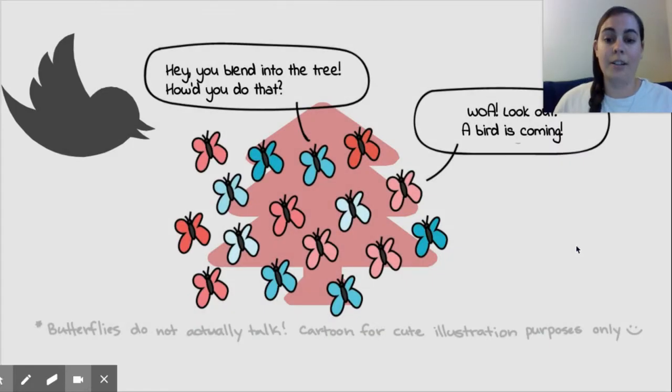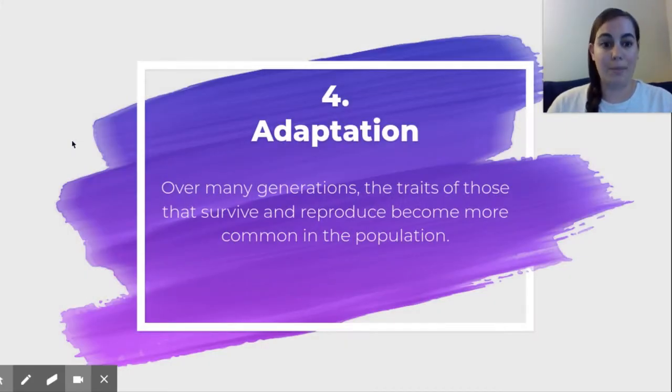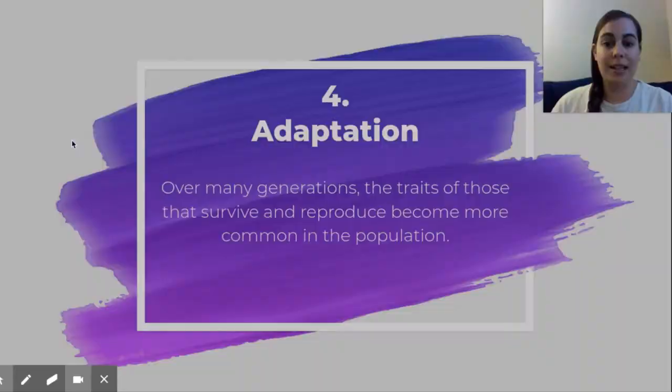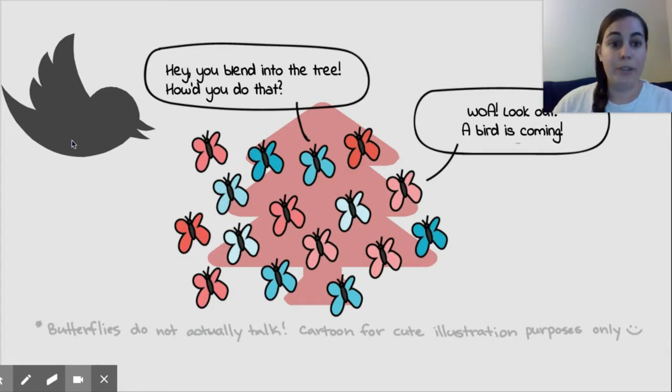So if these butterflies' habitat was a pink tree, the most fit butterflies are going to be the pink butterflies because they're going to blend in and not get eaten by the scary looking bird. Which leads us to the last force, adaptation. Over many generations, the traits of those that survive and reproduce become more common in the population. So in our butterfly example, over time, my butterflies become more pink and red. We lose some of the blue traits because in this environment, it's not beneficial to be blue. You are better when you are a pink or red color.